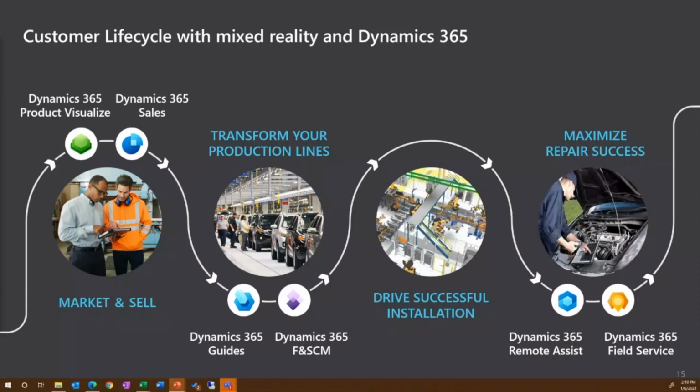Product Visualize integrates seamlessly with Dynamics 365 Sales and can take you through that whole process of selling your products and or services. Once you have sold your products, the next step in your life cycle is to start to transform your production lines. This is where we can use Dynamics 365 Guides alongside Dynamics 365 Finance and Supply Chain Management. With Dynamics 365 Guides, we have tight integration with finance and supply chain management through the asset management module, and also now through manufacturing execution. You'll be seeing examples of this a little bit later on.